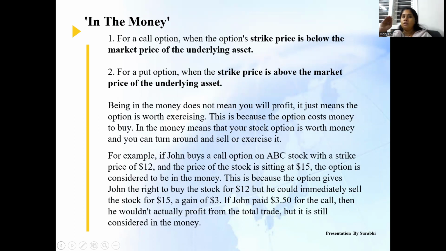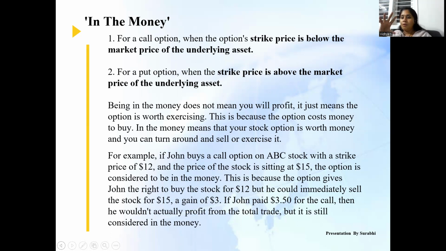For a call option, when the option strikes below the market price of the underlying asset. I think you can go through this example as well.